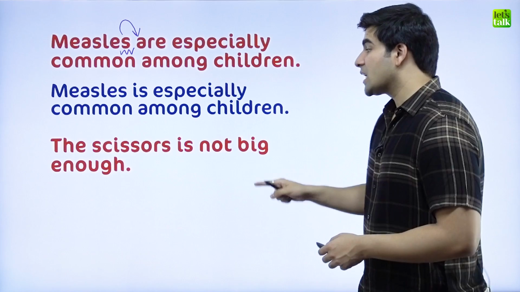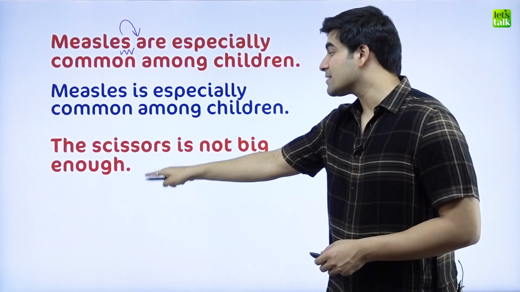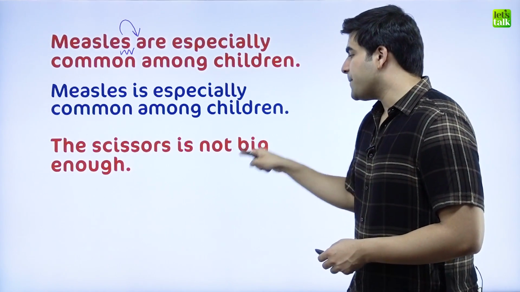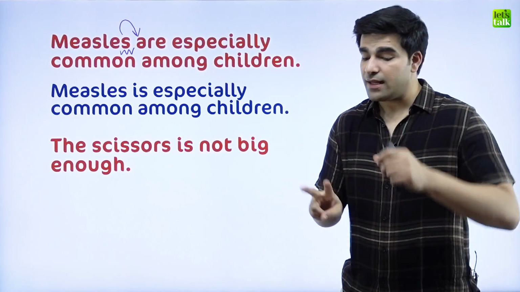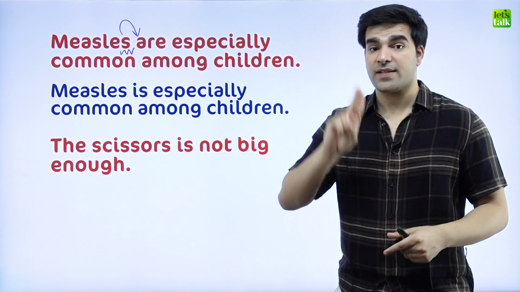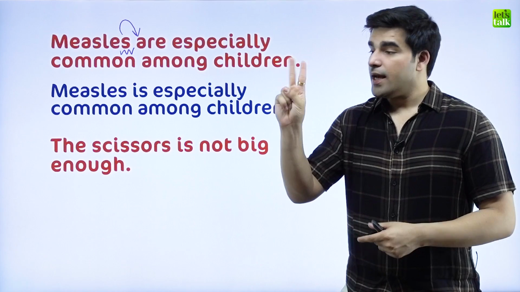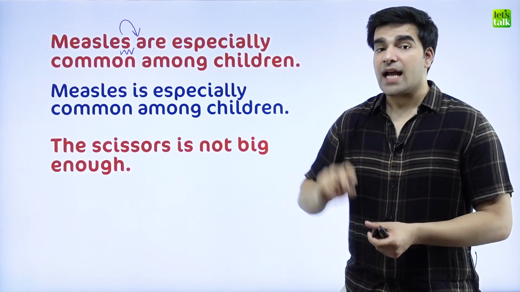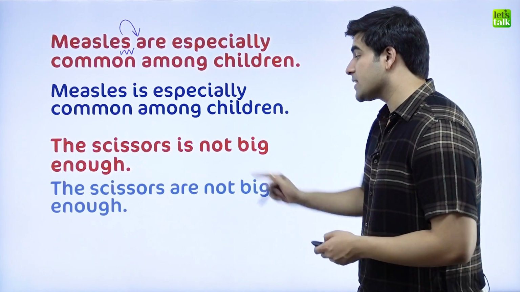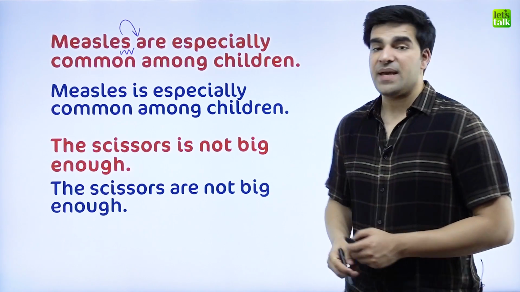And the last one is on the same lines. The scissors is not big enough. Now scissors, anything that has 2 parts in it, for example, jeans example we just saw, anything that has 2 parts in it takes the plural verb. So we say the scissors are not big enough.